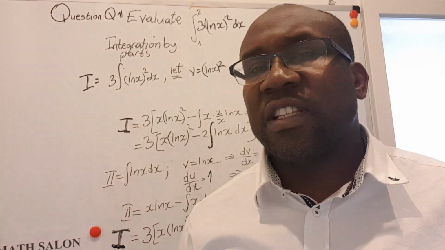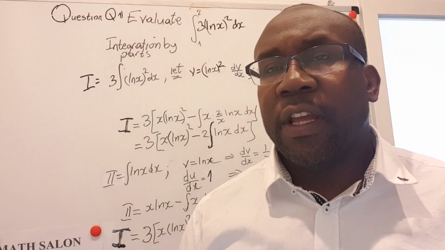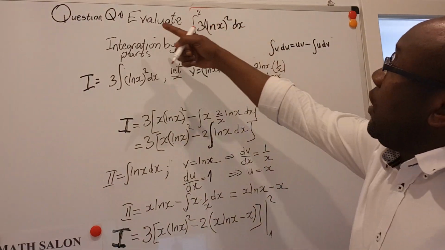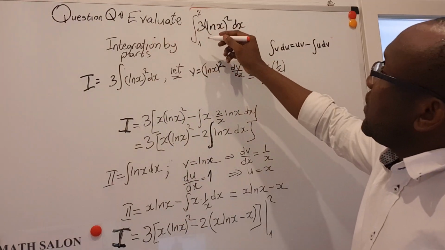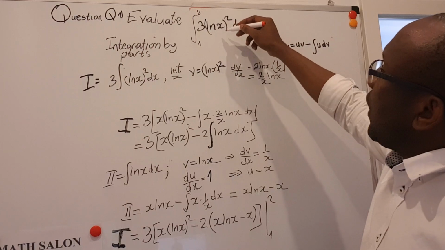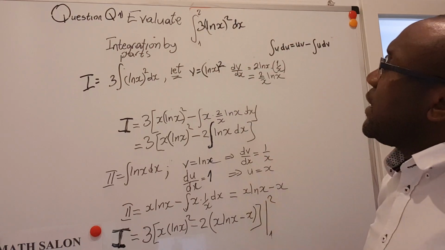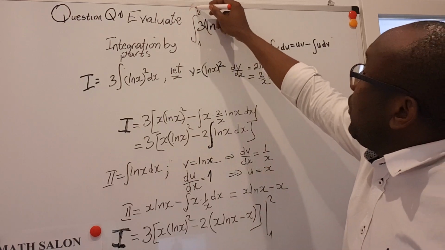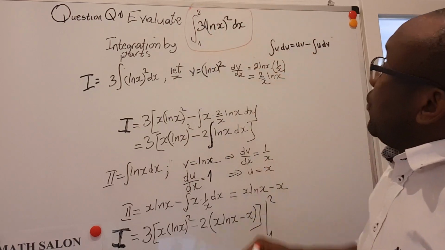Today we'll look at an advanced level equation which concerns integration. The question requires us to evaluate this integral: the integral from 1 to 2 of 3 multiplied by the natural log of x raised to the power 2 dx. So this is our question we are supposed to solve.